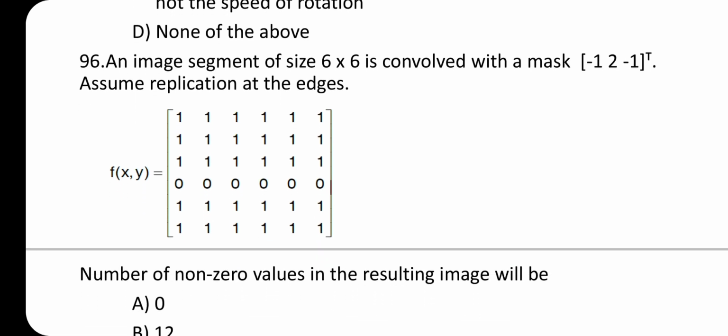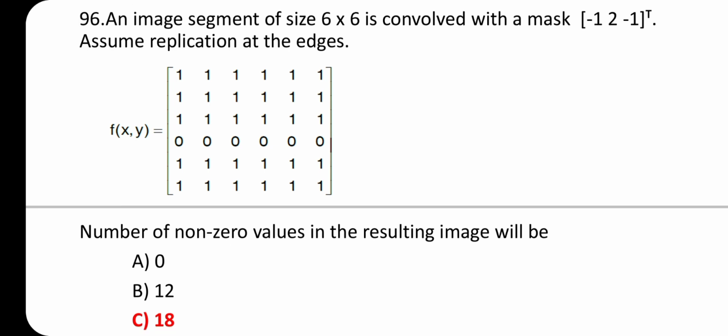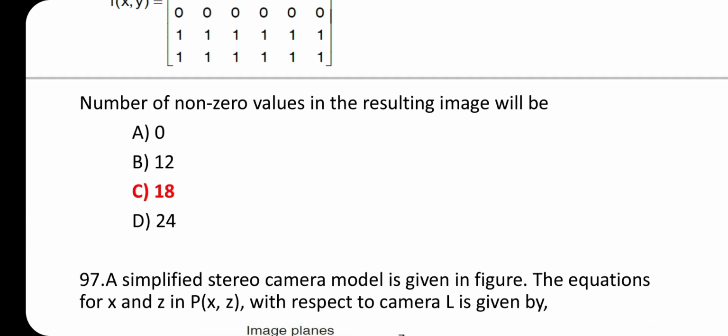96. An image segment of size 6 by 6 is convolved with a mask [-1 2 -1] transpose. Assume replication at the edges. F(x, y): first row 1 1 1 1 1 1. Second row 1 1 1 1 1 1. Third row 1 1 1 1 1 1. Fourth row 0 0 0 0 0 0. Fifth row 1 1 1 1 1 1. And the last row 1 1 1 1 1 1. The number of non-zero values in the resulting image will be option C, 18.